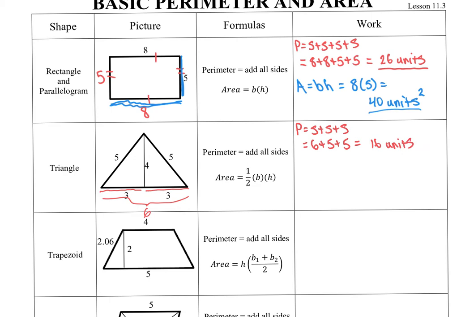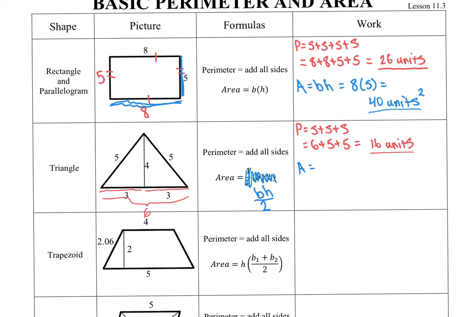Our units could be meters, feet, inches, centimeters. In this case, it doesn't tell us, so we're just going to use the word meters. Area, I'm going to write a little differently. I don't like to write area like this for a triangle. I like to write base times height divided by 2. It's the same thing. It's just how I prefer to write it.